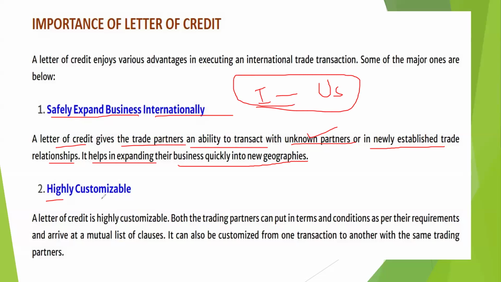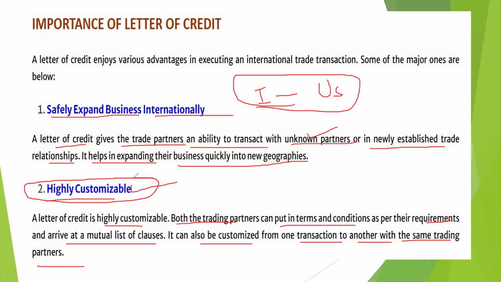Next, highly customizable. A letter of credit is highly customizable. Both trading partners can put terms and conditions as per their requirement and arrive at a mutual list of clauses. It can also be customized from one transaction to another with the same trading partner. So the terms and conditions in a letter of credit are highly customizable. They can make it as per their requirement.